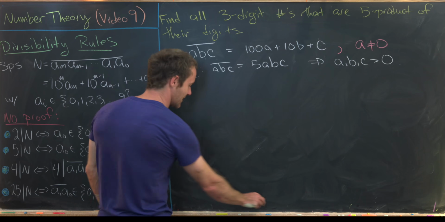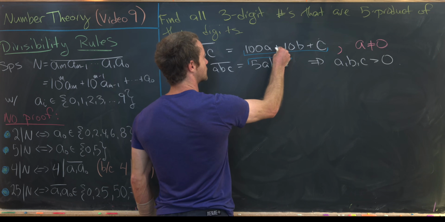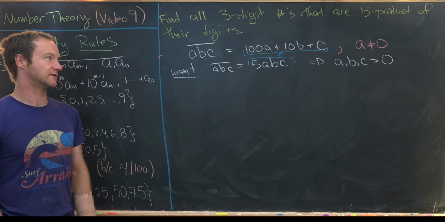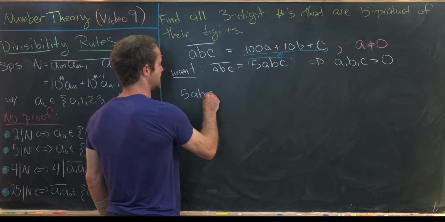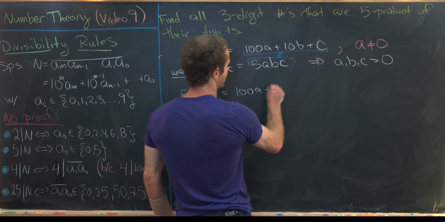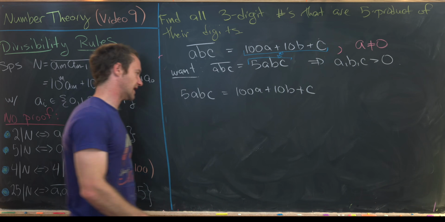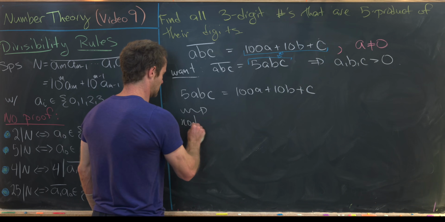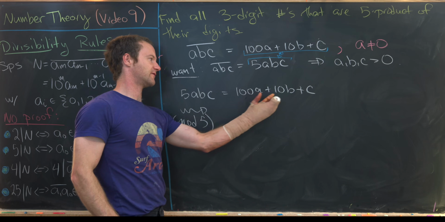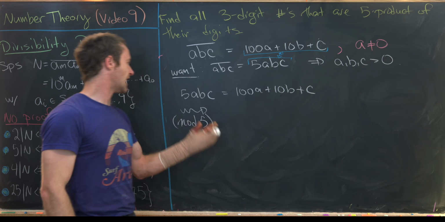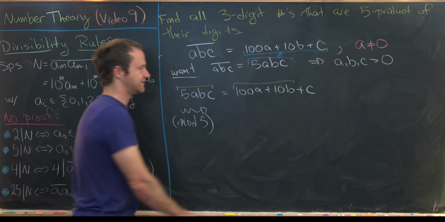Okay, so now let's take this base 10 expansion of ABC overline, and this rule that it has to be equal to 5 times the product of the digits, and see what we can get out of that. So we have 5ABC equals 100A plus 10B plus C. Now let's reduce this thing mod 5. Reducing mod 5, we see that this becomes 0 mod 5, this becomes 0 mod 5, and this becomes 0 mod 5, because all of these are multiples of 5.